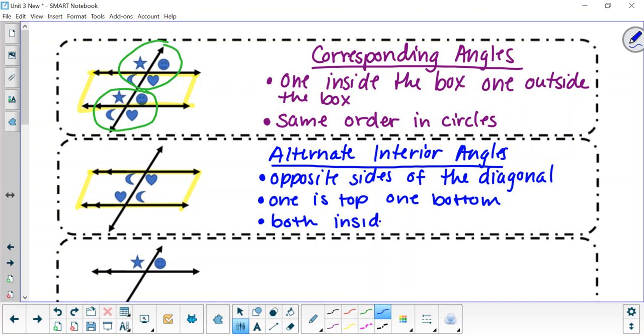Again, pause the video if it's going too fast. So for example, my moons in this problem are alternate interiors. They are on opposite sides of my diagonal. One is at the top, one is at the bottom, and they are both inside the box. Same for the hearts. One is at the top, one is at the bottom, inside the box, opposite sides of the diagonal.